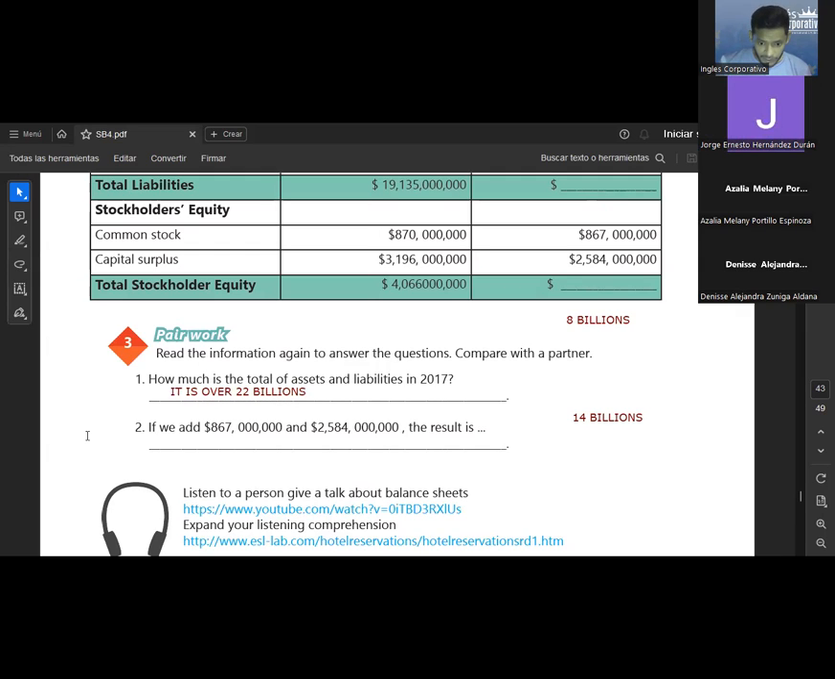Okay. Then it says, if we add 867 millions and 2 billion, the result is... well, we have to do the math, calculator, people. You can do the math, okay? ¿Cuánto es? Tell me. Guys, how much is it?